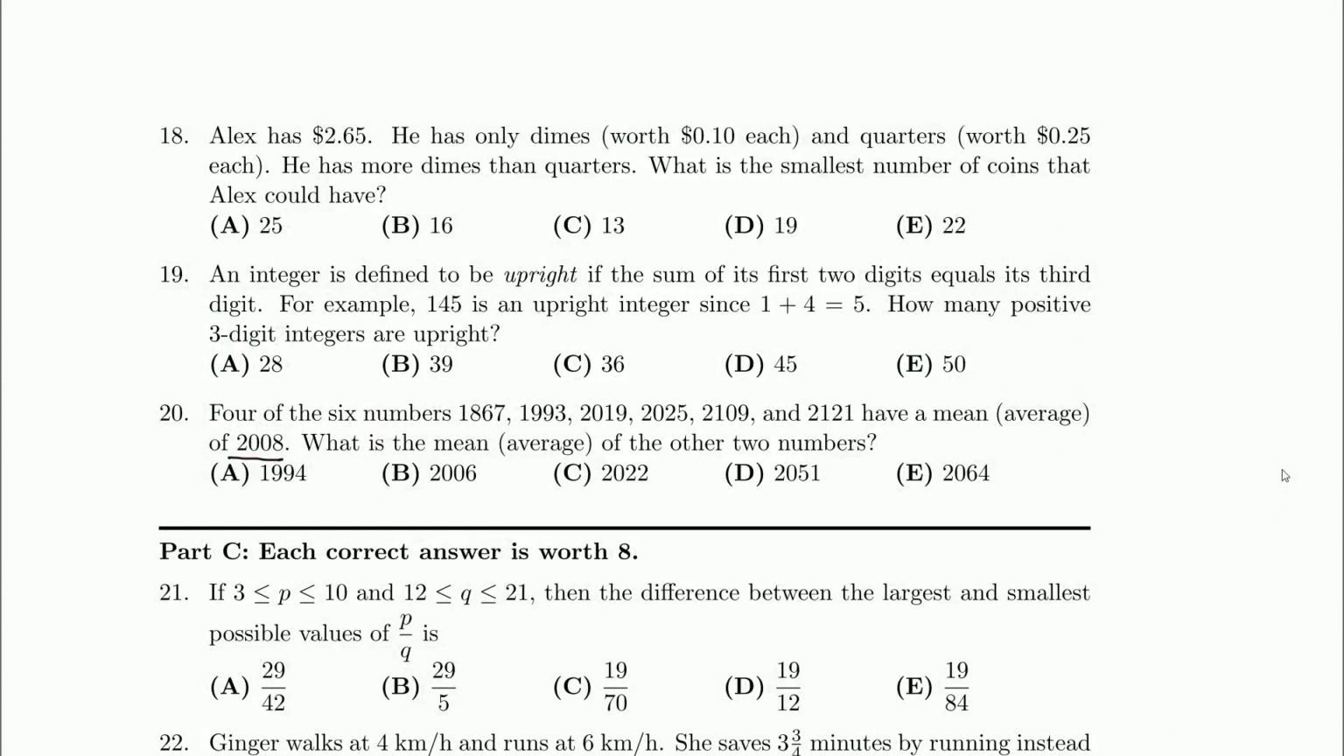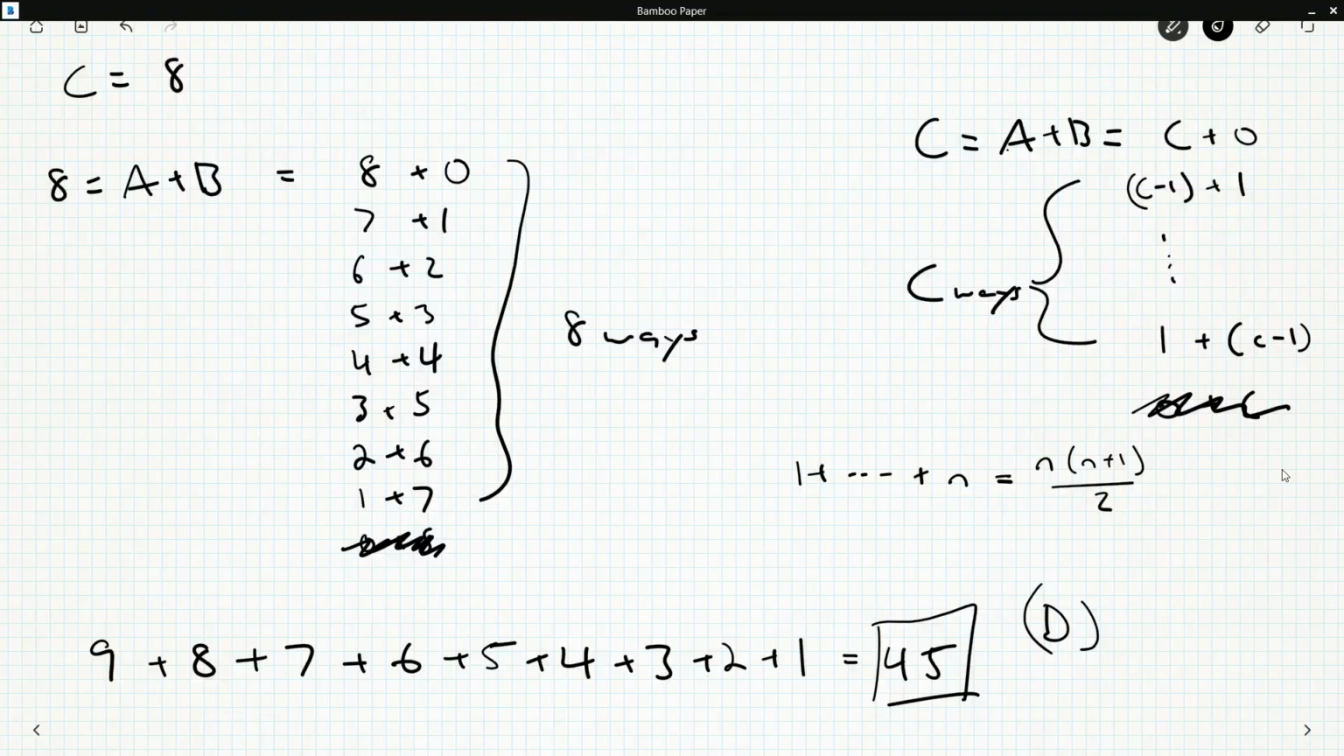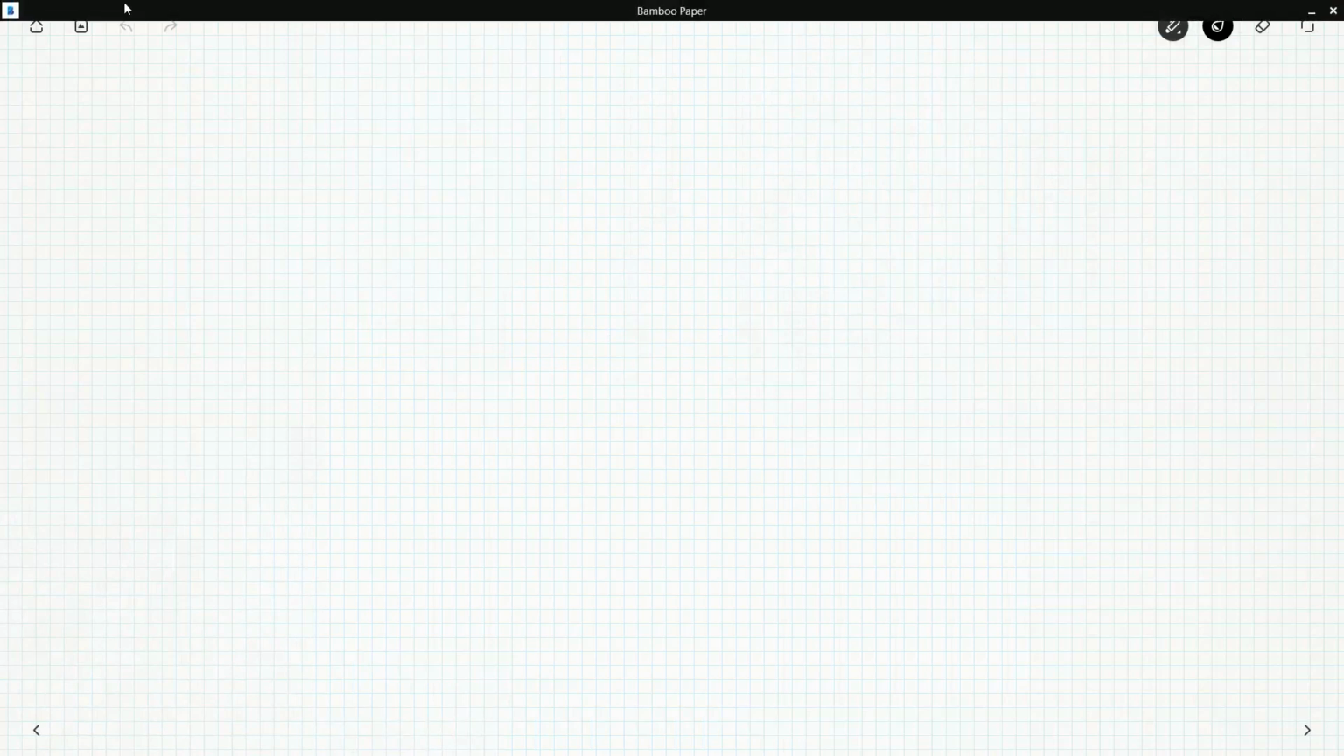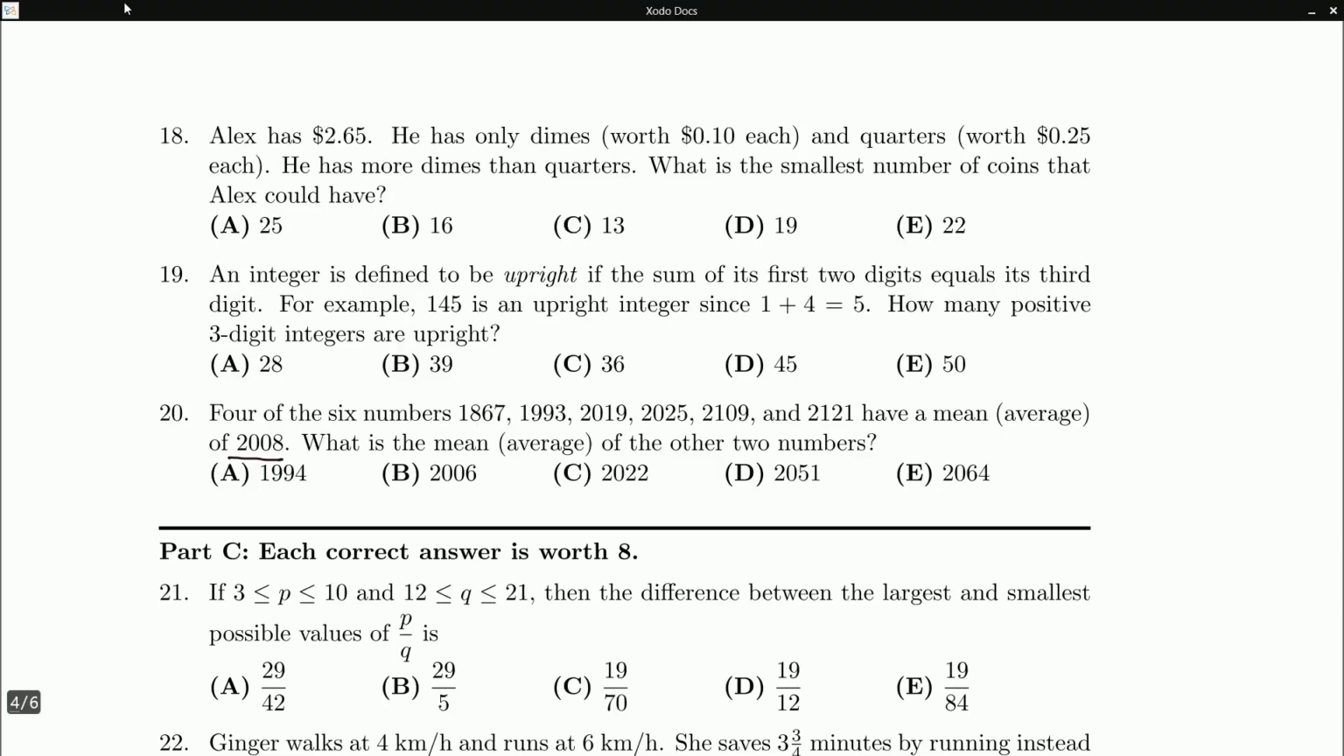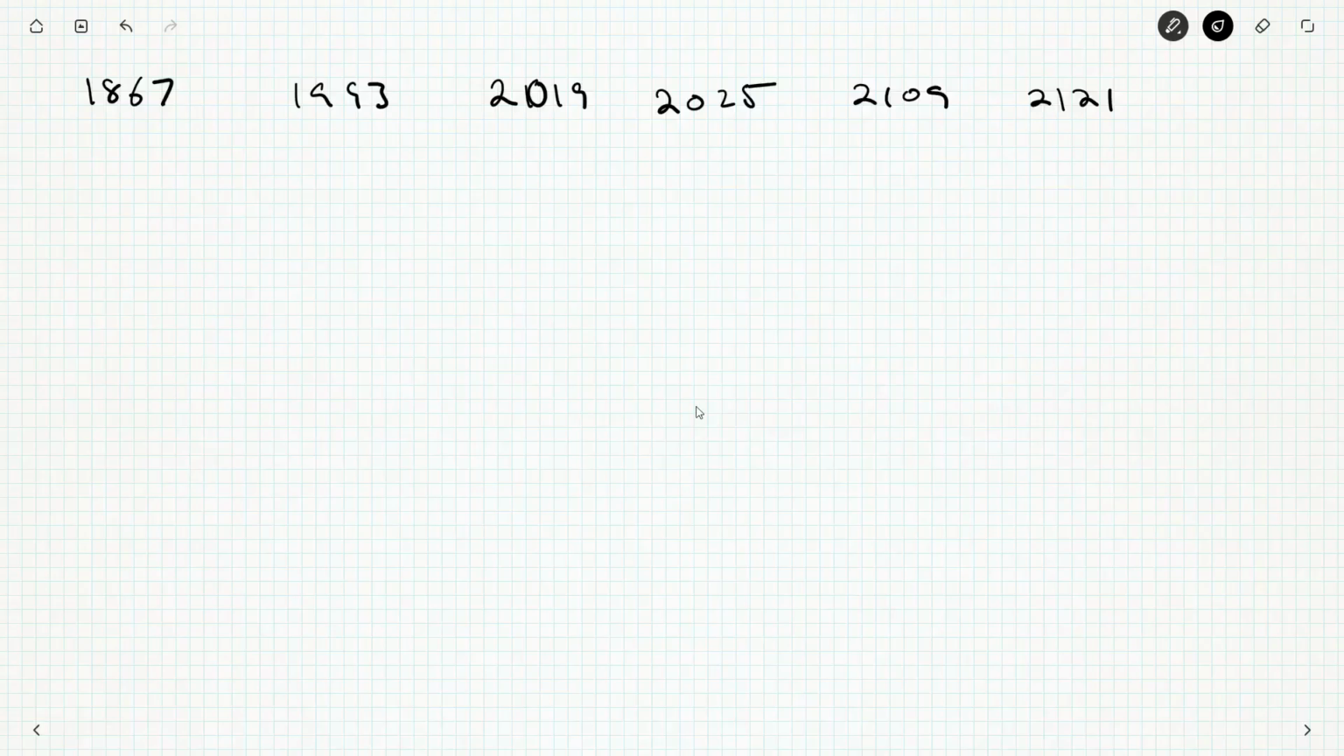So, I don't know what my numbers are. Let's get question 19 out of the way here. I don't know what my 4 numbers are. I know I've got 1867, 1993, I think 2019 was in there, 2025, 2109, and 2121. Okay. So, there we go. I'll just double check. Yes, those were the numbers.